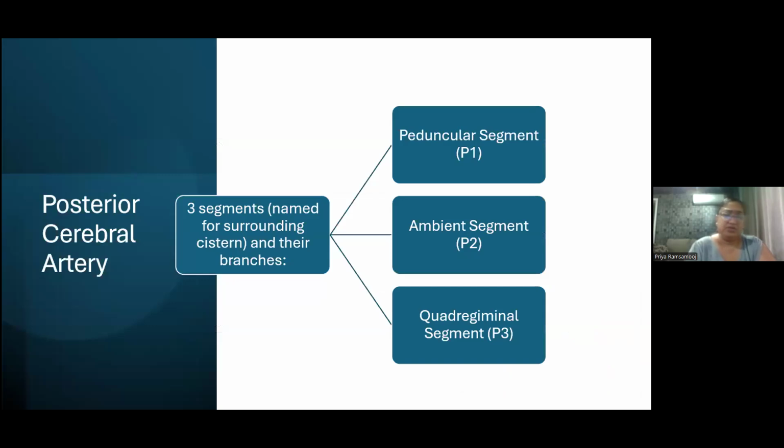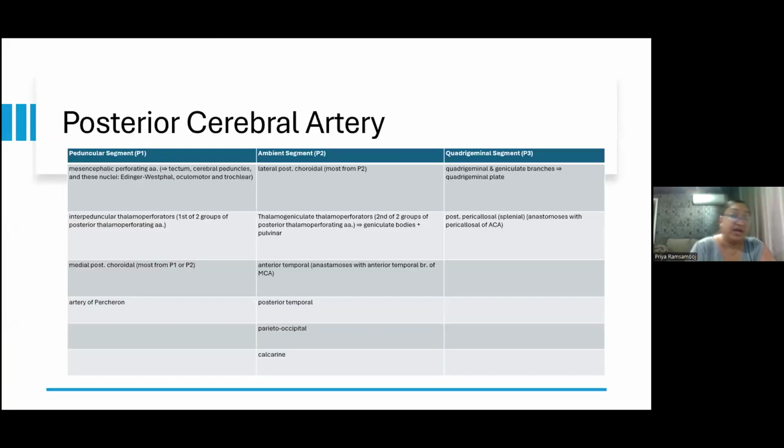Now, I would have said that the posterior cerebral artery has four main segments, and surely most literature describes it as four. But for the sake of completion and just to know what's out there, there's other literature that divides it into three segments named for the surrounding structures, P1, P2, and P3, which would be the peduncular, the ambient, and the quadrigeminal segment, right? I've just included that for the sake of completion, and I've given you a table of which branches they suggest come from P1, 2, and 3.